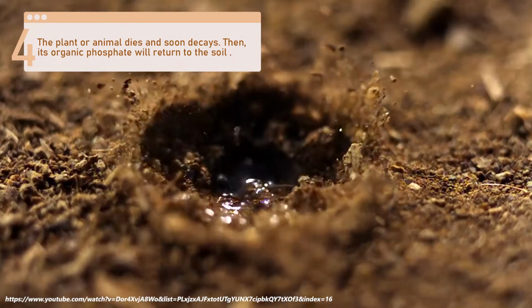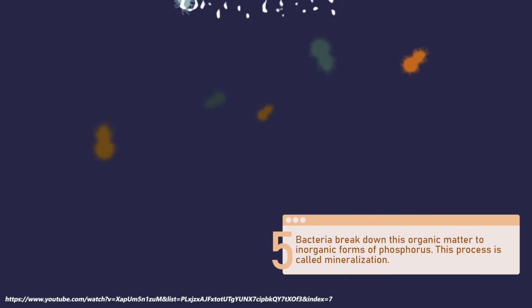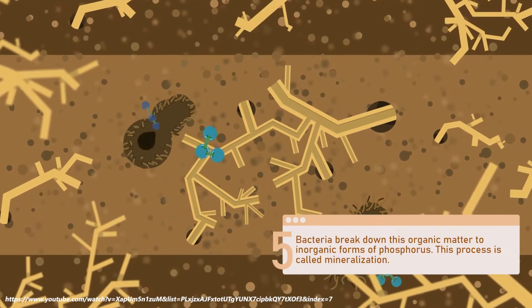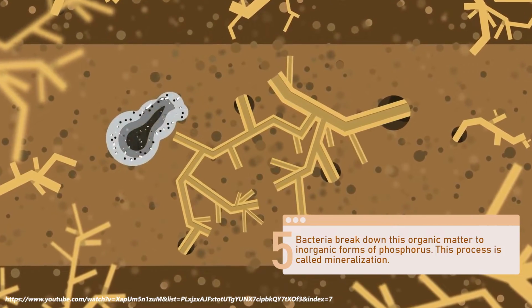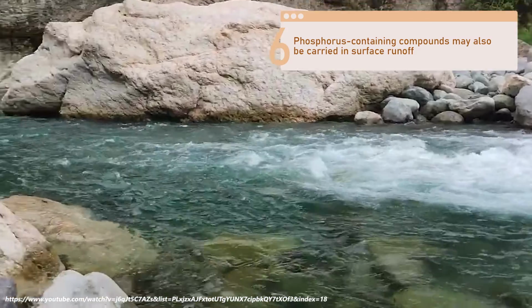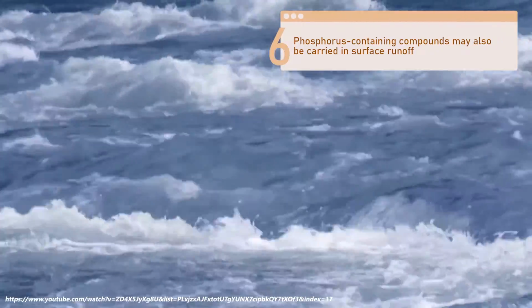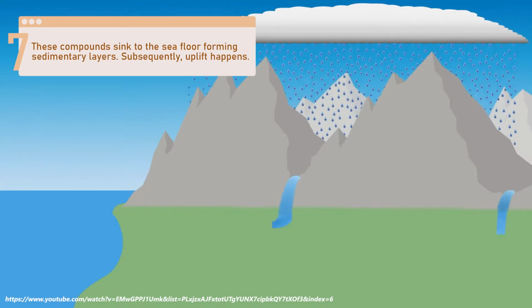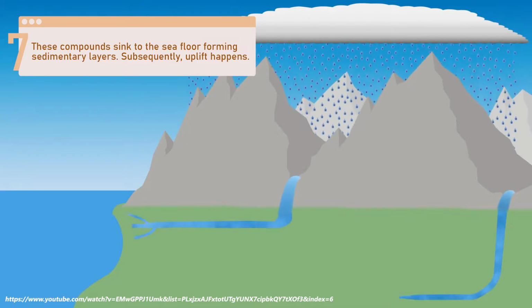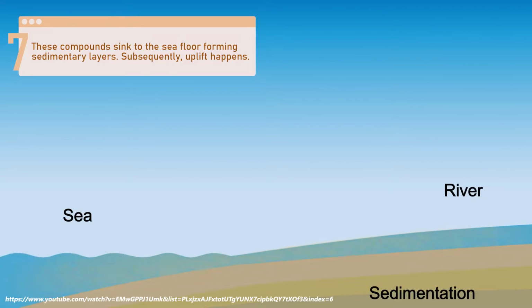These organic forms can be made available to plants by bacteria that break down organic matter to inorganic forms of phosphorus. This process is known as mineralization. Phosphorus-containing compounds may also be carried in surface runoff to bodies of water where it is used by aquatic organisms. When phosphorus-containing compounds from the organisms sink to the floor of the ocean, they form new sedimentary layers.